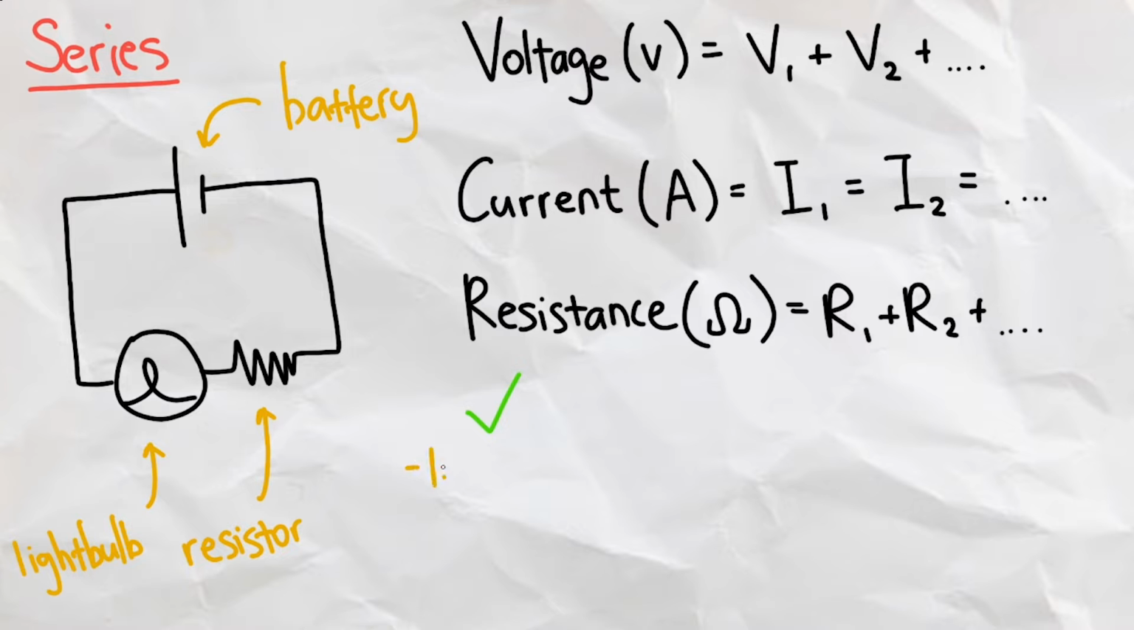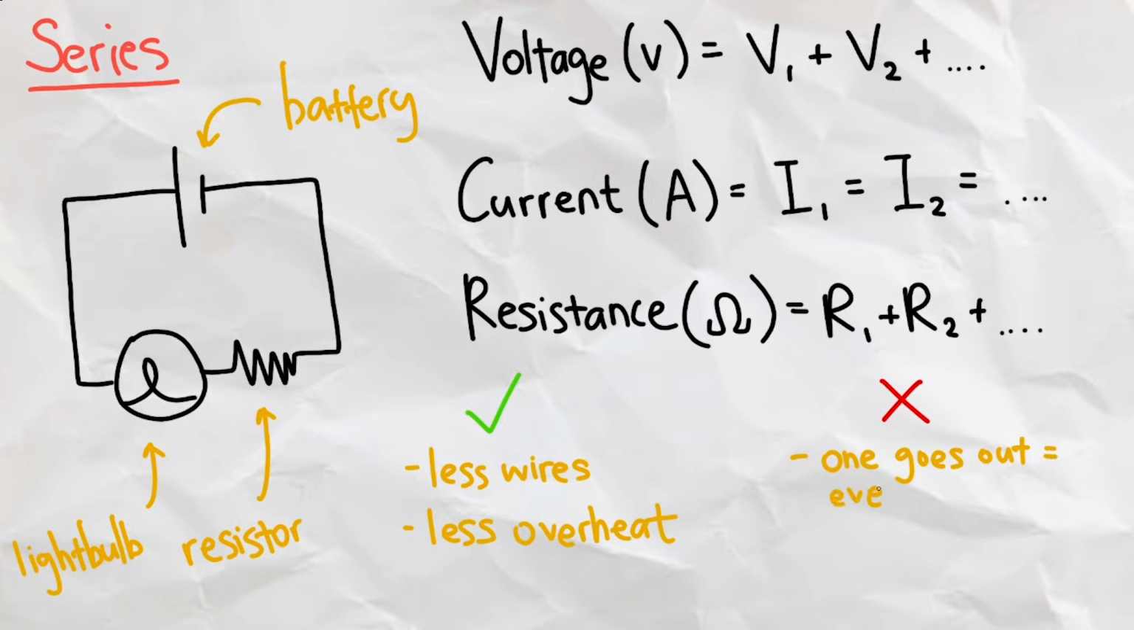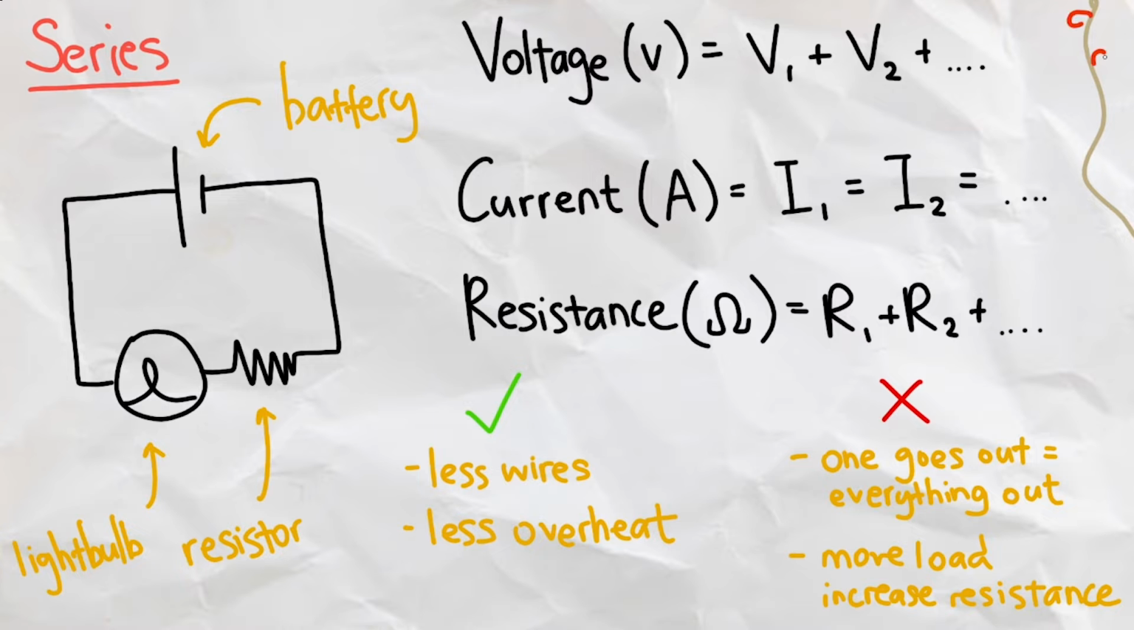Series circuits use less wires compared to parallel circuits, making them easier to learn and less likely to overheat. However, if one of the components fails, then everything fails. And if we add more load, for example light bulbs, you increase the total resistance since it adds up. Common places to see series circuits include Christmas lights and a simple desk lamp with an on-off switch.